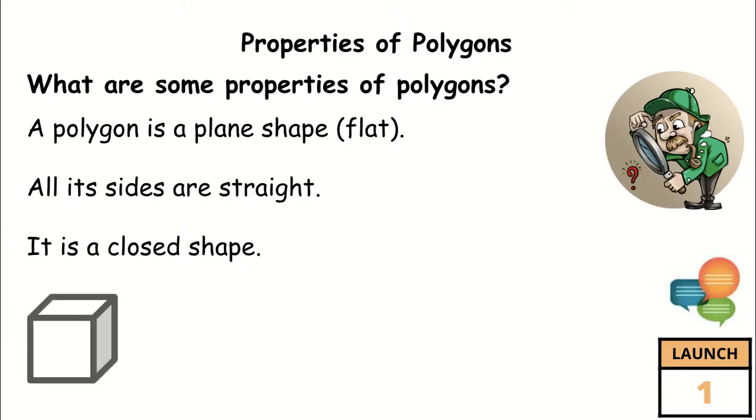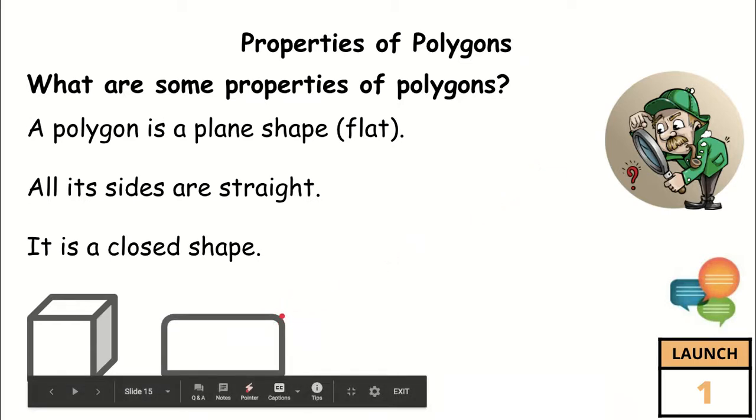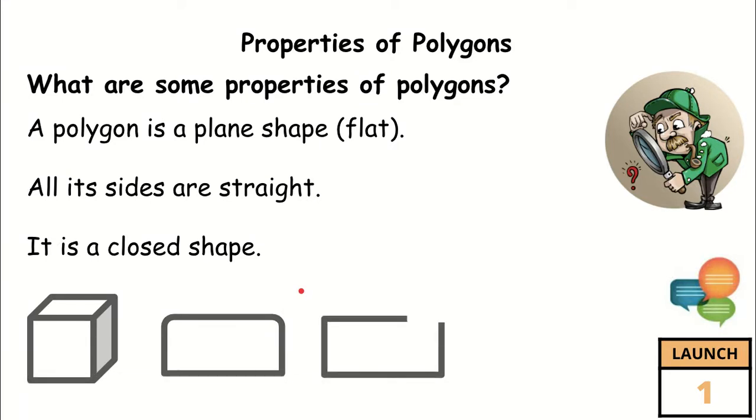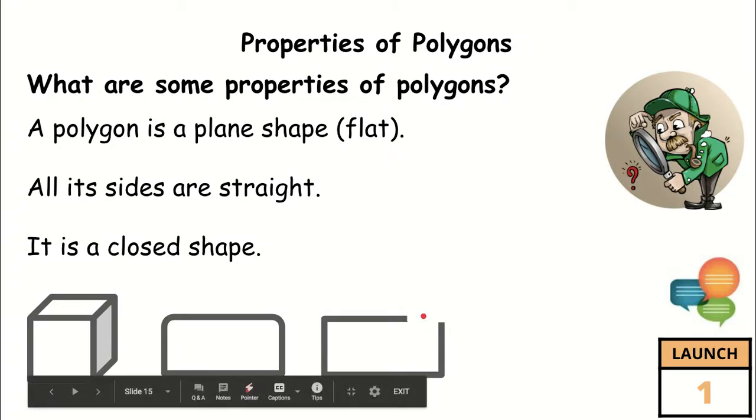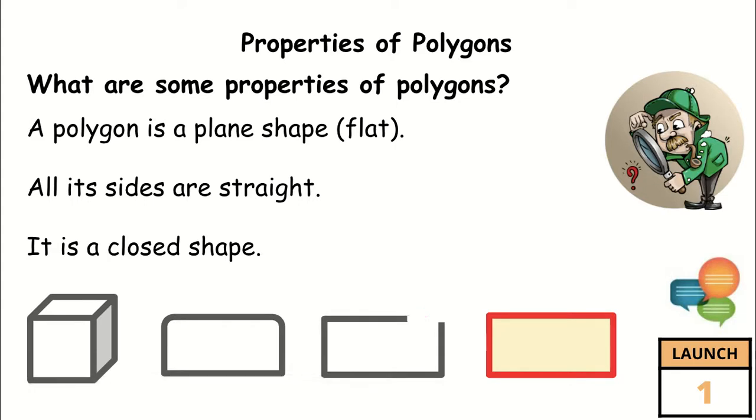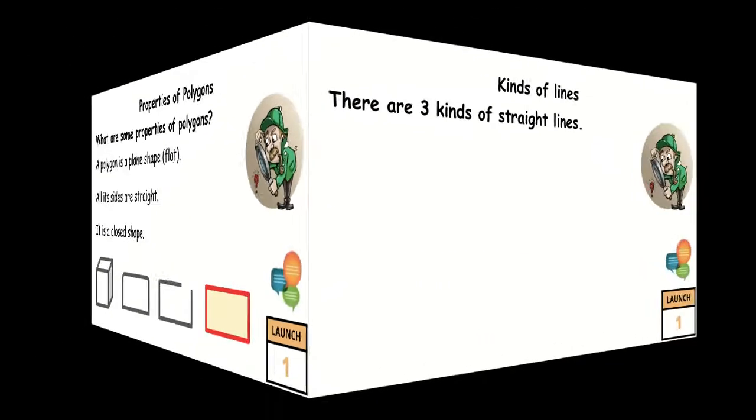So this drawing represents a cube, which is not flat, so it is not a polygon. This shape is not a polygon because some of its sides are not straight. This shape is not a polygon because it has an opening here. It's not closed. This shape is a polygon because it is flat, all its sides are straight, and it is closed.